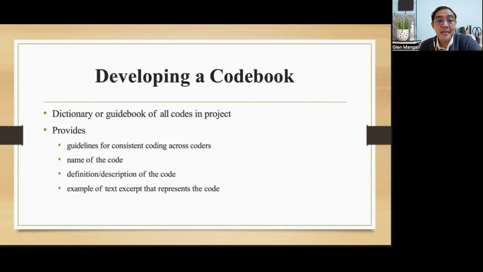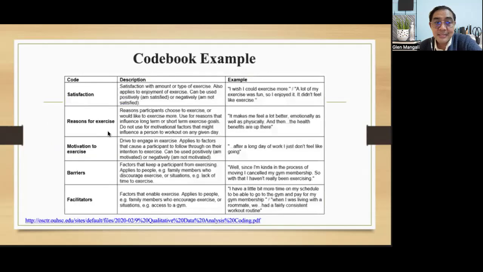So if these are the definitions of the theme or the categories, then we need to be consistent. The categories and themes must have a code. It must have a definition and description of the code, and some example of a text excerpt that represents the code. So how does it look when you are preparing your code book? It looks like this. For example, if this is the code satisfaction, what does satisfaction mean? And what are the examples for the code? Reason for exercise, what does it mean by that? And then what is the example?